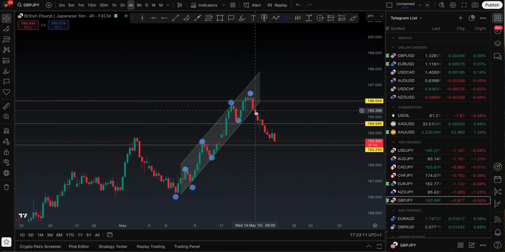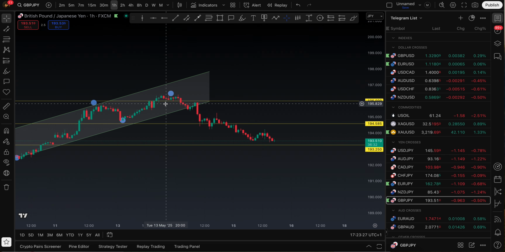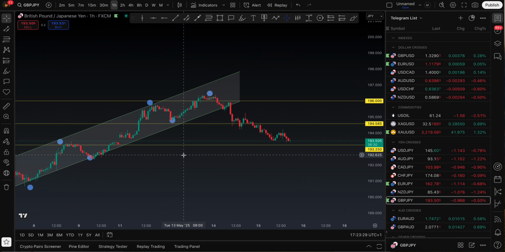Now, technically here we've broken out of this channel. So if you were replaying this, if this was live, you'd obviously have this channel marked out. You'd be waiting for a breakout, either way. We've obviously had this breakout here. That's when I'd probably go down to maybe an hourly time frame, and I'd look at the time of entry. So this is a London Open here. So this is a very, very good sign.